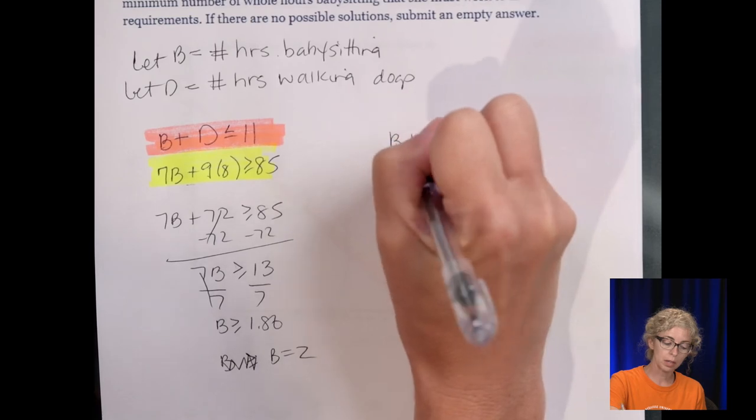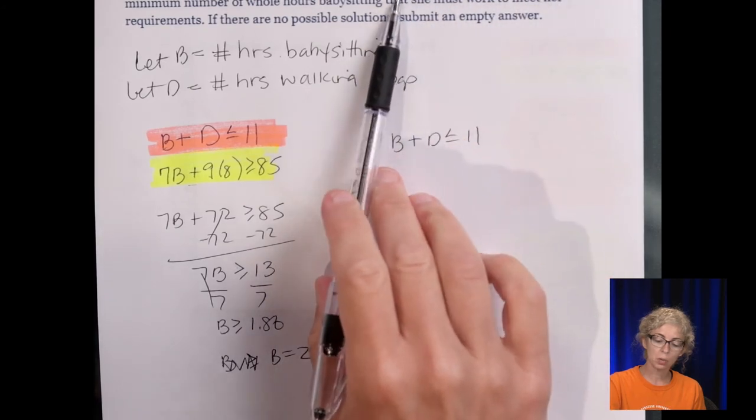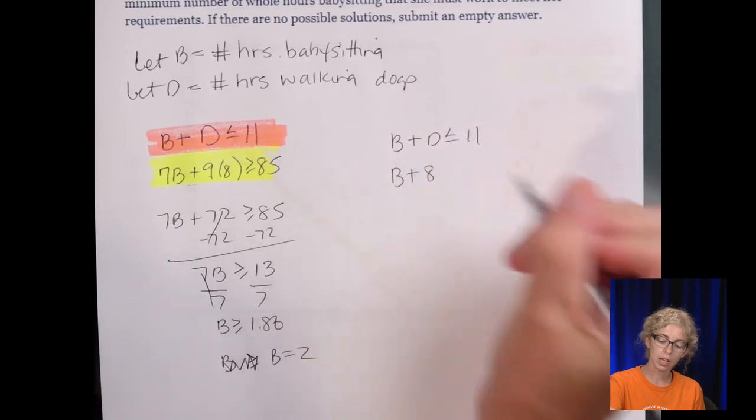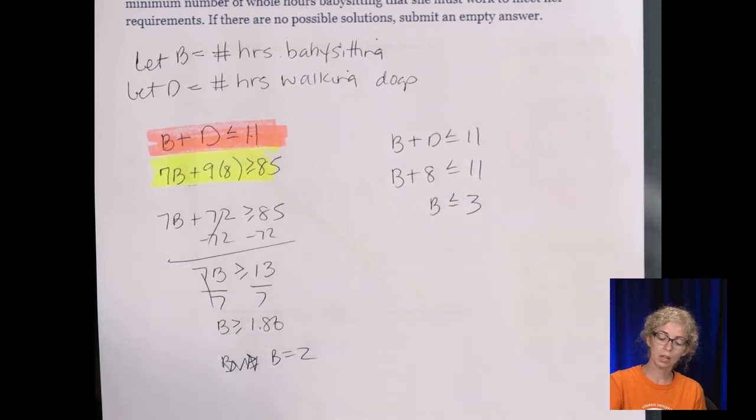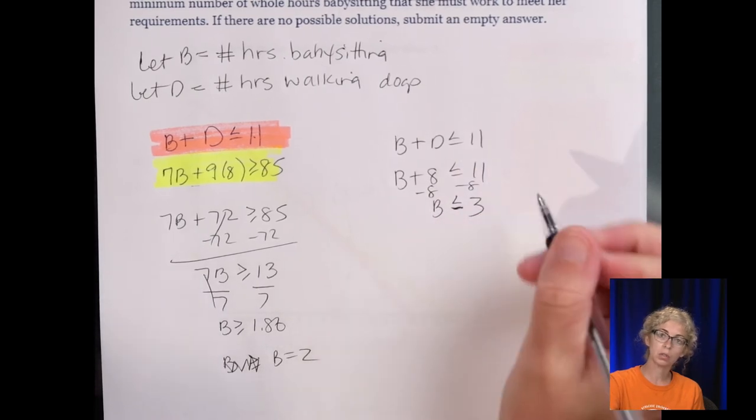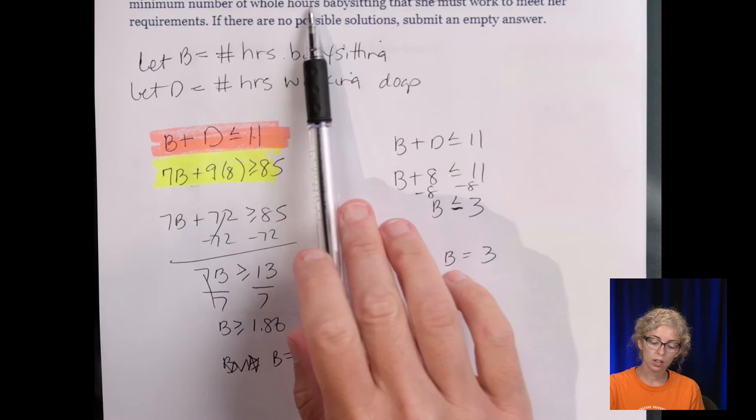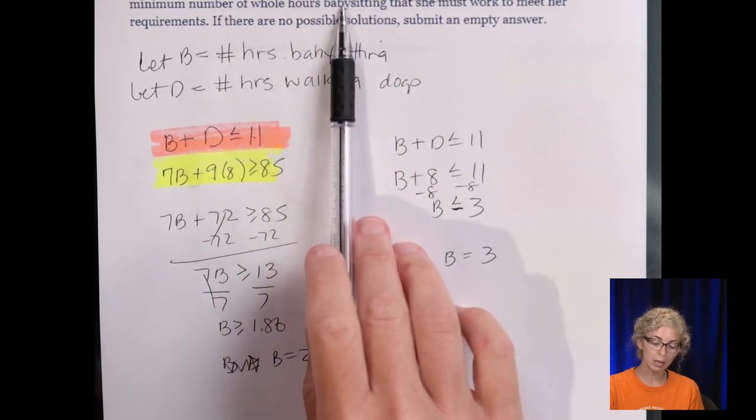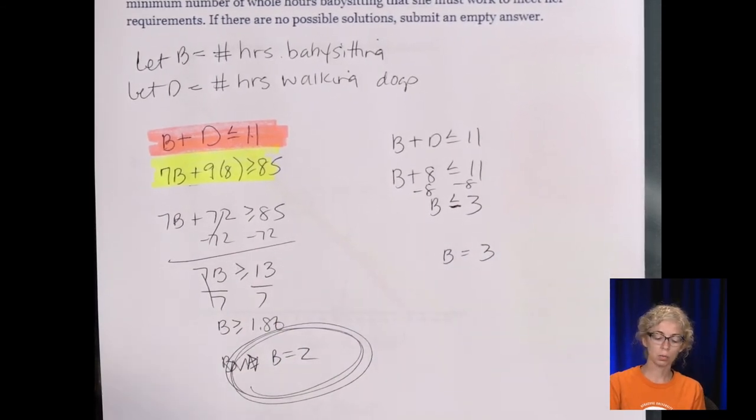And the pink inequality, B plus D is less than or equal to 11. She can work a maximum of 11 hours. Well, if she's already working 8 hours walking the dogs, I'm going to plug in the 8. I could have actually done that over there. We get a B value less than or equal to 3 once we subtract the 8. So a whole number less than 3 would be 2, but it says it can be equal to 3. So B equals 3 here. Okay? It says here to determine the minimum number of whole hours babysitting. So the minimum or the smaller one is the 2. So she must work 2 hours.